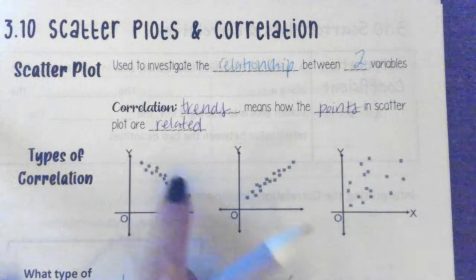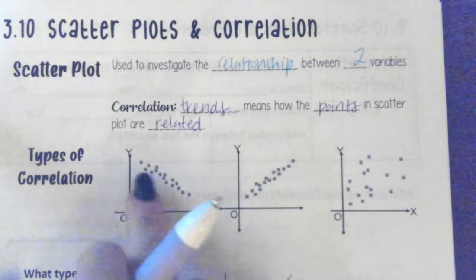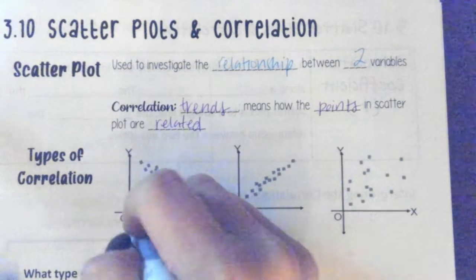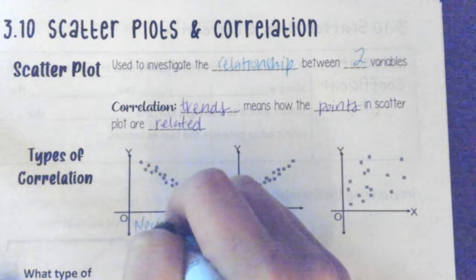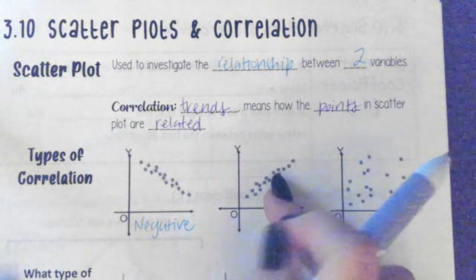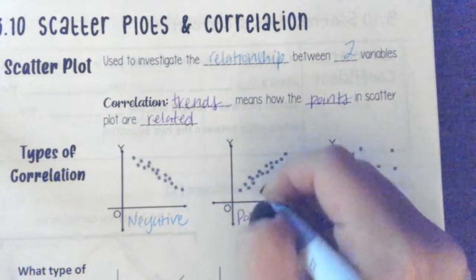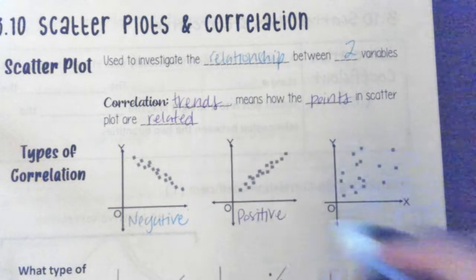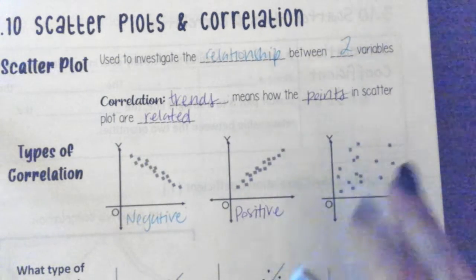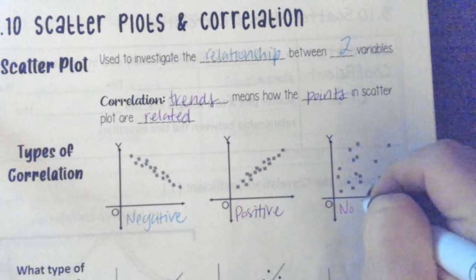So types of correlation. We can see that this is trending downward and they're all close together, so that means there is a correlation, and since they are trending downward, we would say this is a negative correlation. This one, again, grouped together, so there's a correlation that is trending upward, so we've got a positive correlation. You see these points, they are all over the place. They're not grouped together in any kind of form or fashion, so this would be no correlation.